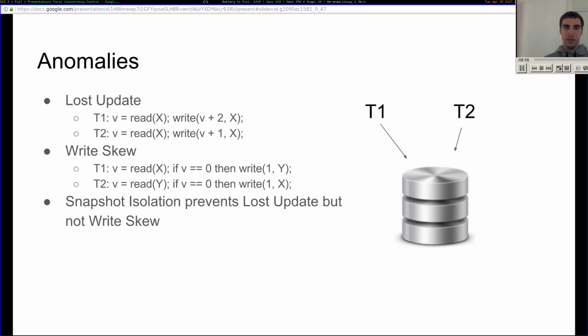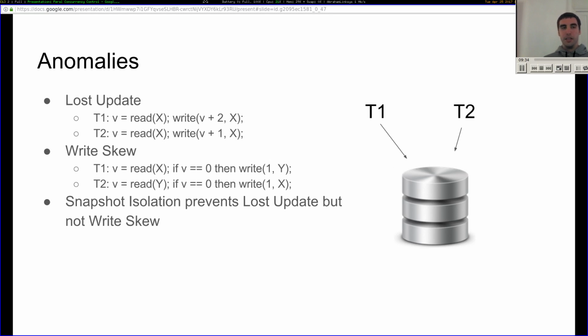So in this example there's T1 and T2, and let's assume that this value that they're both reading, X, starts at 0. So you would hope that T1, when it reads X, sees 0, then it writes the value X plus 2 to X, so X should end up with value 2. And then transaction 2 does a similar thing where it reads X and it increments it by 1. So if they both execute sequentially, you would see X get incremented by 2 and then by 1, and you would see the final value being 3.